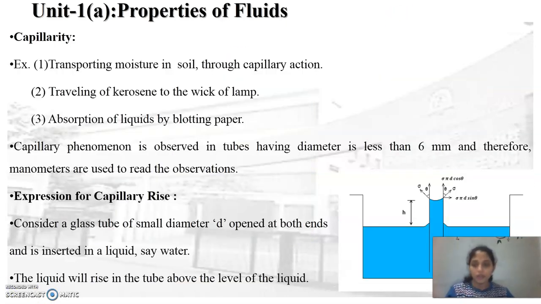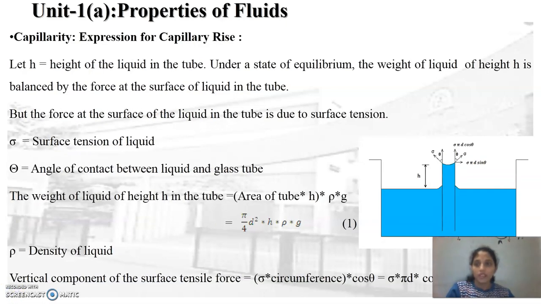Next is the expression for the capillary rise. Here in the container some liquid is there, and a small diameter tube is inserted in it. That tube is open at both ends. Let small d be the diameter of the tube. The liquid level will rise in the tube above the level of the liquid. Let small h be the height of liquid in the tube. Now under the state of equilibrium, the weight of the liquid of height h is balanced by the force at the surface of the liquid in the tube. But the force at the surface of the liquid in the tube is due to the surface tension. Now sigma is the surface tension of the liquid.